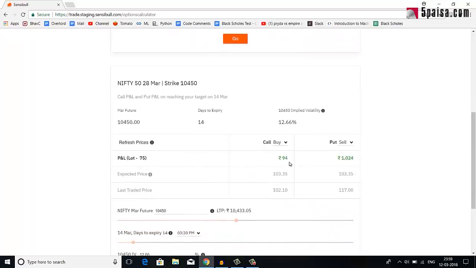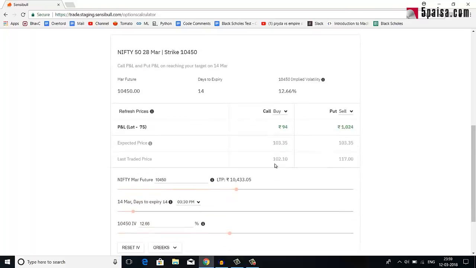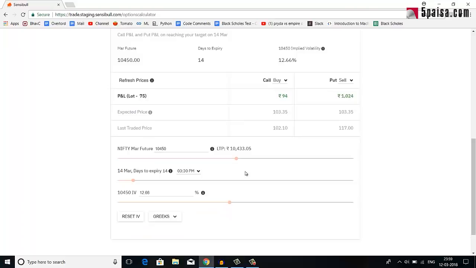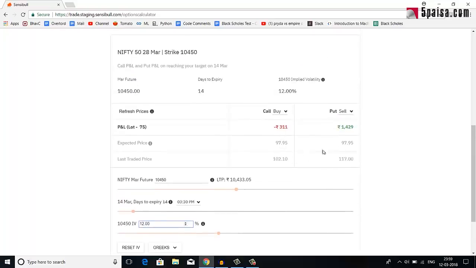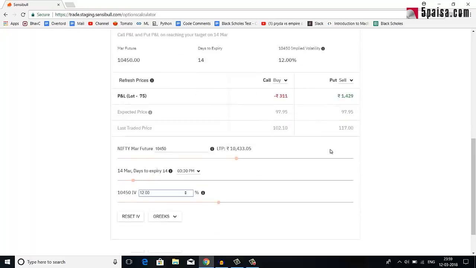Here you can see the call P&L and put P&L on this option, and these three sliders let you analyze the scenarios of different underlying levels, days, IV and all that. So what I'm essentially going to do here is this. Let me just reset this IV to 12 because it's a round number and it's nice that way. And at 12, the expected price of an at the money call and put is 98 rupees.